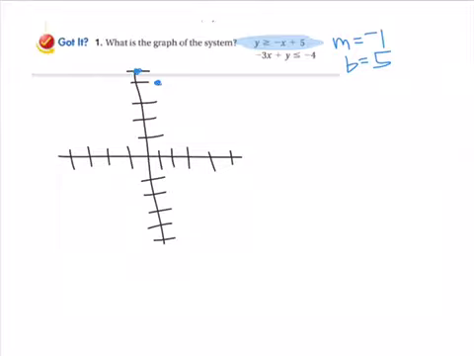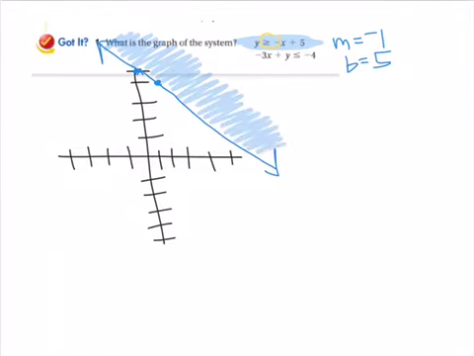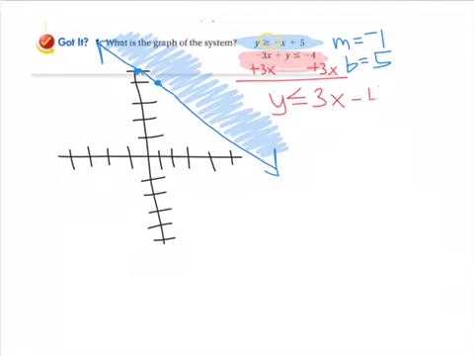And I'm looking at my inequality symbol. It's a greater than or equal to. So right away, I know I'm going to be doing a solid line. And since it's greater than or equal to, I'm going to be shading above. Okay, now I'm going to switch gears and we'll take a look at this second inequality. If you notice, this is also not in slope-intercept form. So we're going to move it. I'm going to add 3x to each side. So I'll get y is less than or equal to 3x minus 4.